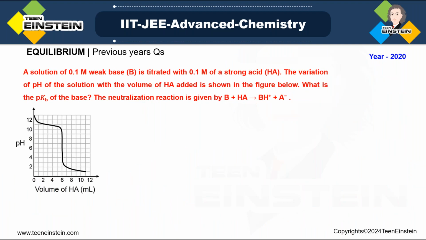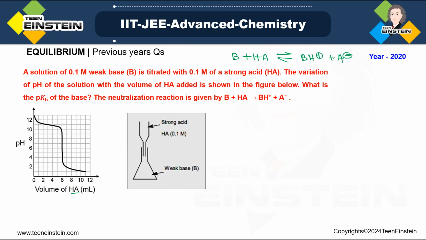A solution of 0.1 molar weak base B is titrated with 0.1 molar strong acid HA. So B we are reacting with HA, but which one is taken in the burette? The volume of HA, that means the acid, is taken in the burette. Okay, so you will have BH plus A minus. So here you can consider this picture.